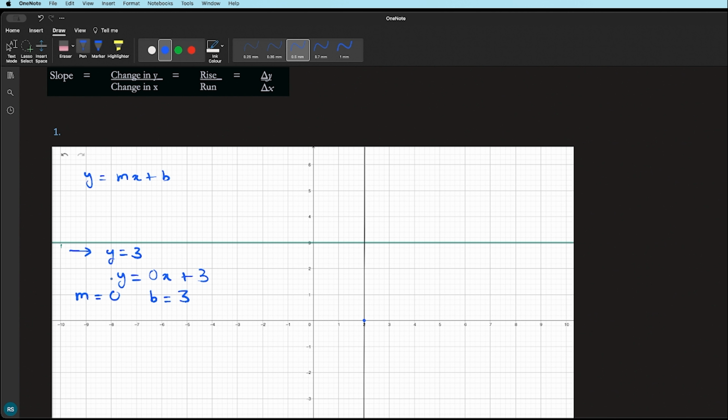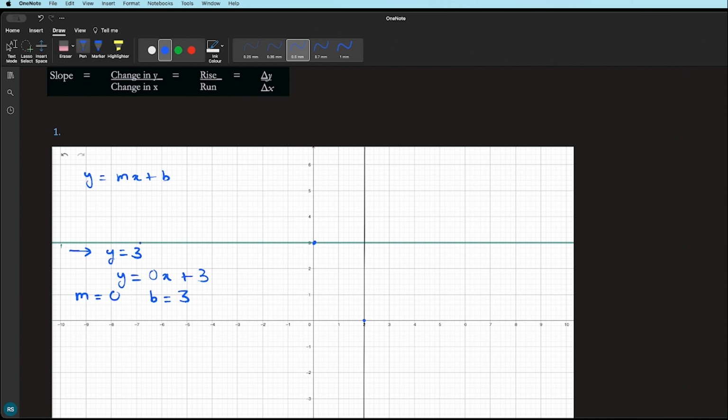Okay, so you can see here b equal to 3 means, as I have told you earlier, that b equal to y-intercept means the line cuts a point on the y-axis. So here you can see this horizontal line is cutting point 3 on the y-axis. So that's why we can see that b equal to 3.